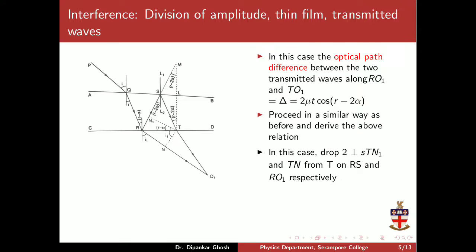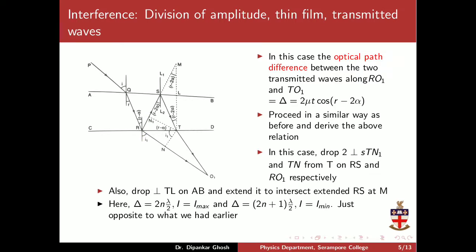In this case, drop two perpendiculars Tn1 and Tn from T on Rs. Drop the perpendiculars Tn1. Can you see Tn1? Here Tn1 and Tn on the two rays Rs and RO1 respectively. You also drop perpendicular TL on the surface AB and extend TL so that it meets extended RS at M.